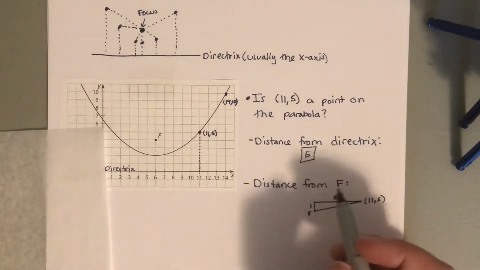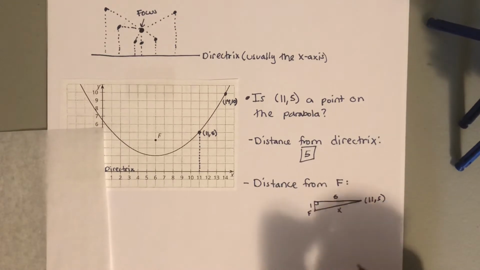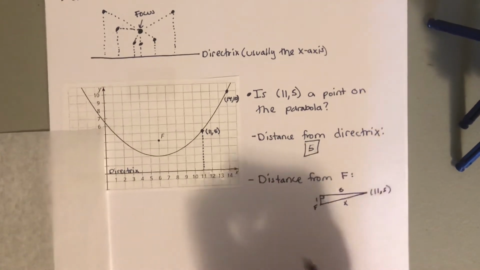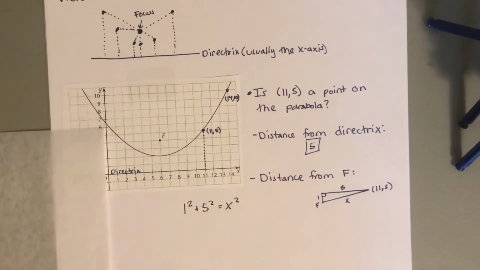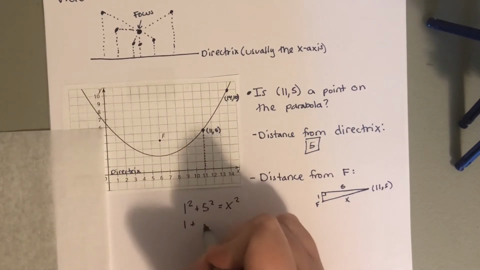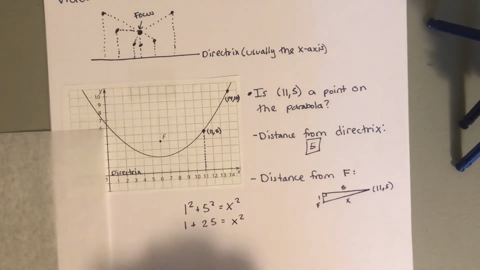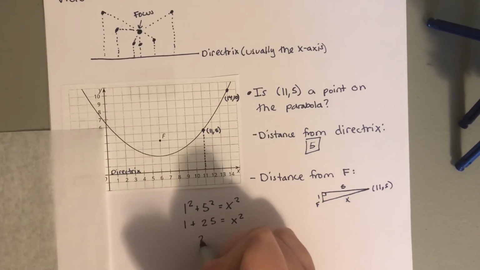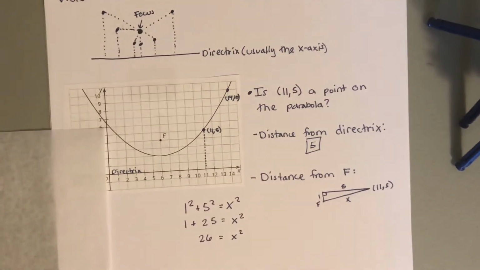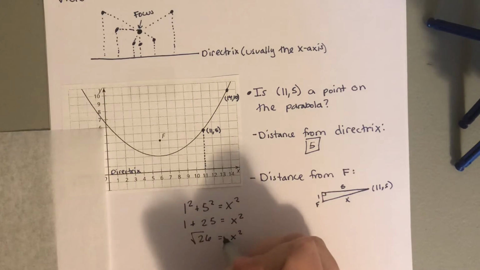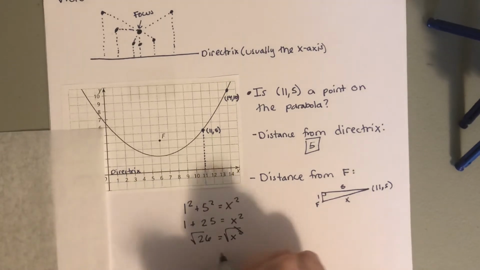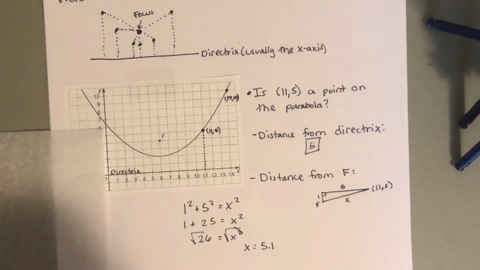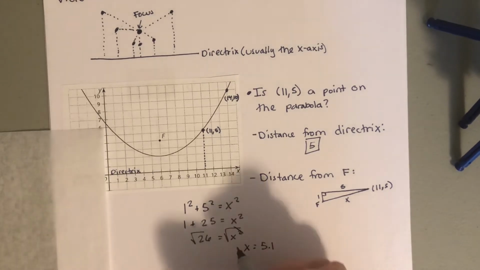So let's look. I know if this is my right angle, the Pythagorean theorem would tell me that 1 squared plus 5 squared would equal x squared. So 1 squared is 1, 5 squared is 25 equals x squared. 1 plus 25 is 26 equals x squared. So I square root both of those. And if you do the square root of 26 in your calculator, you get that x is 5.1.